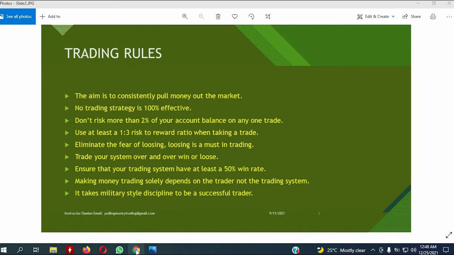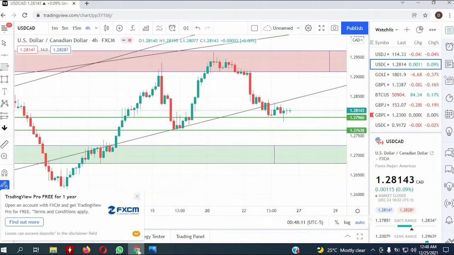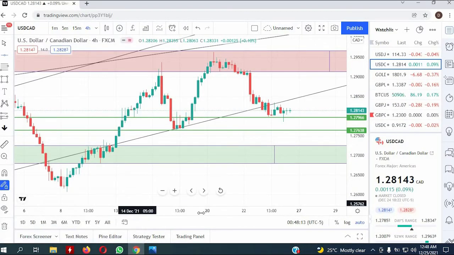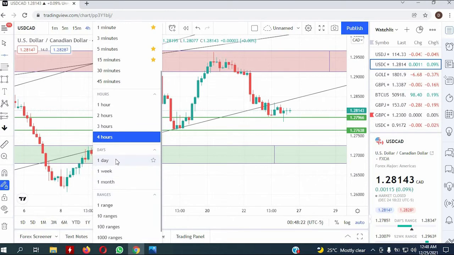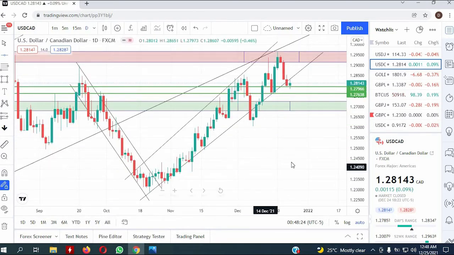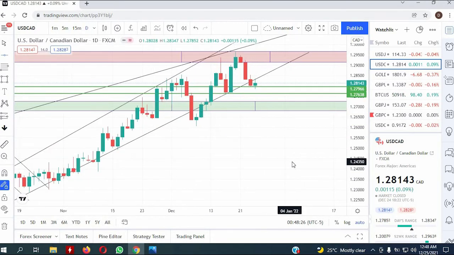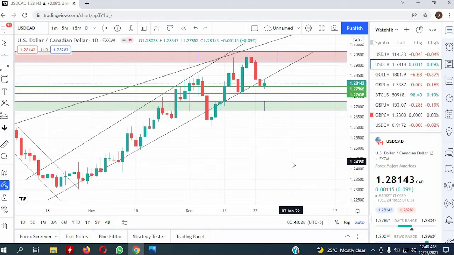Let's get into our technical analysis. Right now I'm on TradingView. I'm on the USD CAD. I'm going to go to my daily chart. I've already marked up my chart in the essence of time.